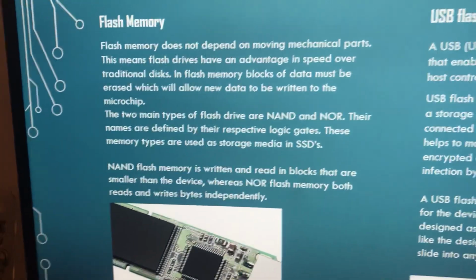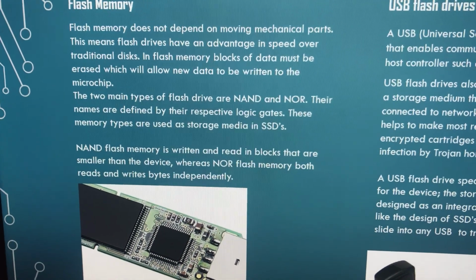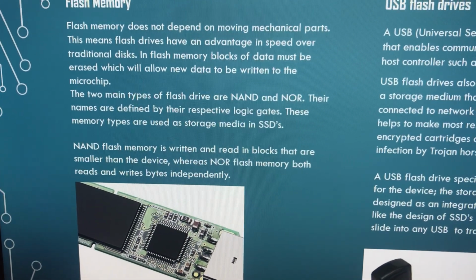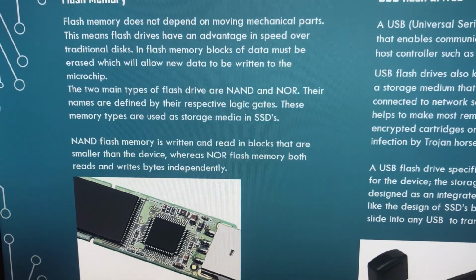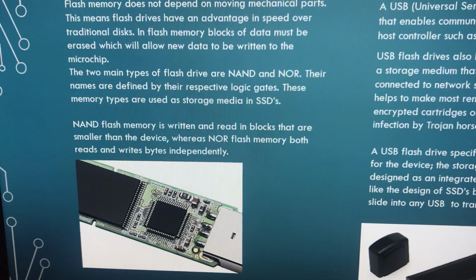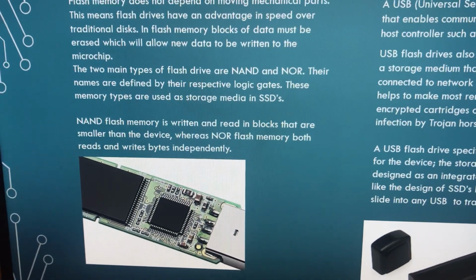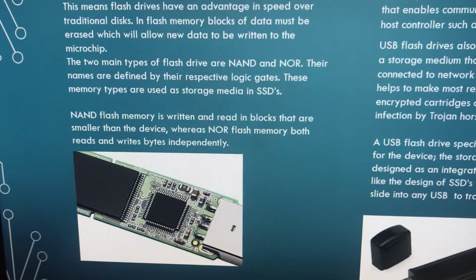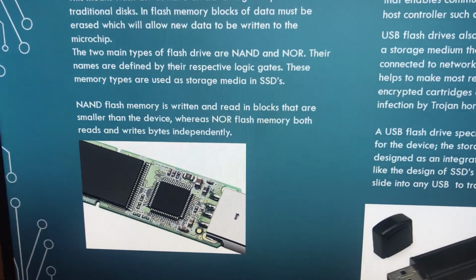Moving on to flash memory. Flash memory does not depend on moving mechanical parts. This means that flash drives have an advantage in speed over traditional disks. In flash memory, blocks of data must be erased, which will allow new data to be written to the microchip. The two main types of flash drive are NAND or NOR. Their names are defined by their respective logic gates. These memory types are used as storage media in SSDs.